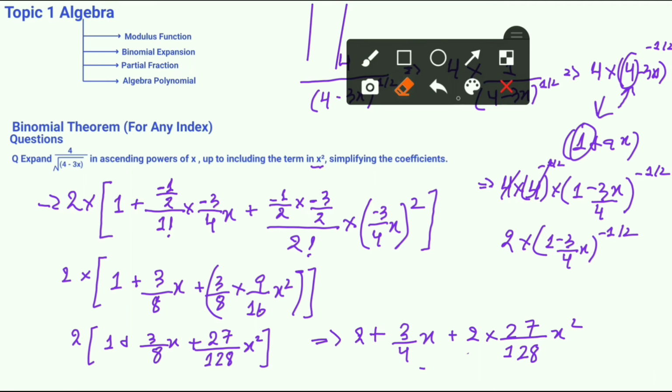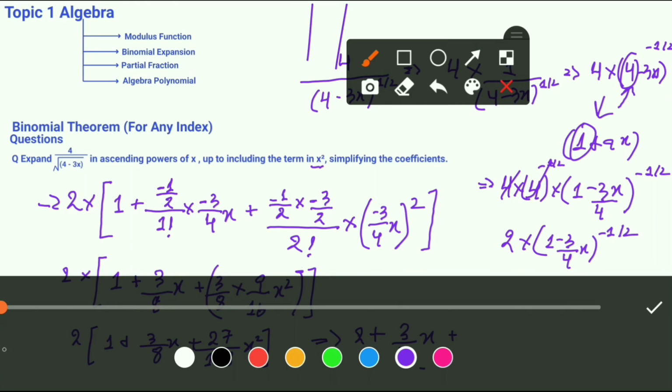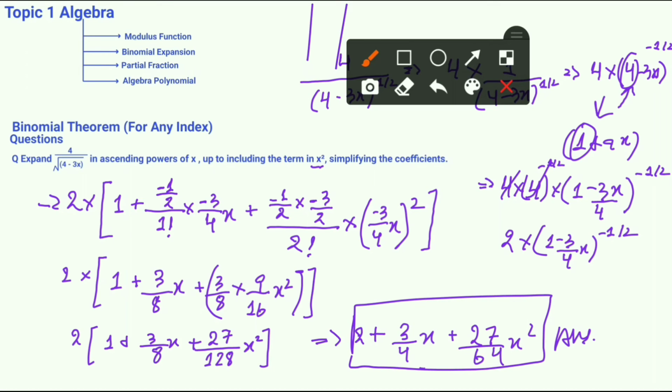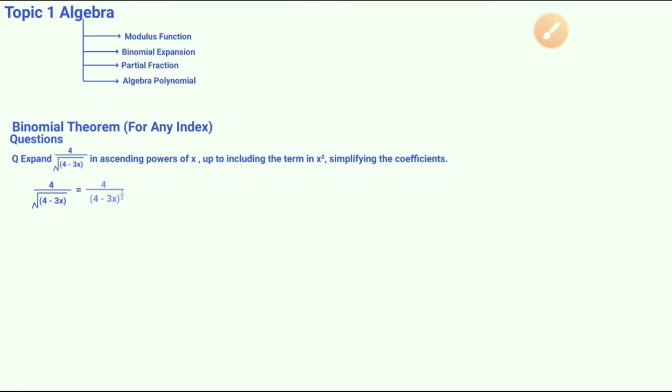64 is the answer. So 27 upon 64 x squared, this is the answer. Okay, congratulations, binomial theorem is done. Now moving to the next one, which is partial fraction.